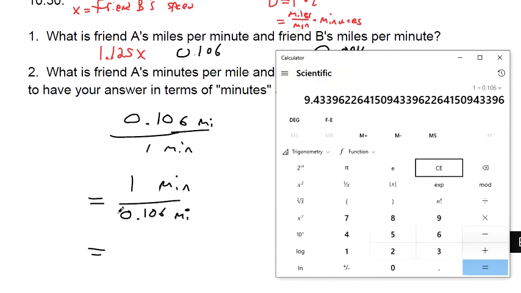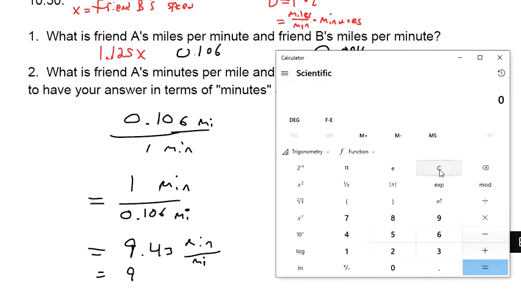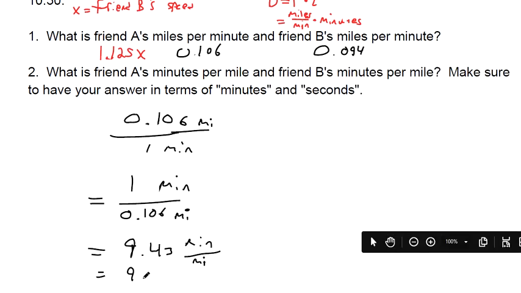That gives us 9.43 minutes per mile. But the final answer, they want it in terms of minutes and seconds. So 9 whole minutes, and the 0.43 is 0.43 minutes. To convert that to seconds, take the fraction of the minute and then multiply it by the number of seconds in a minute. So we got 9 minutes, 25.8 seconds, I think it was.